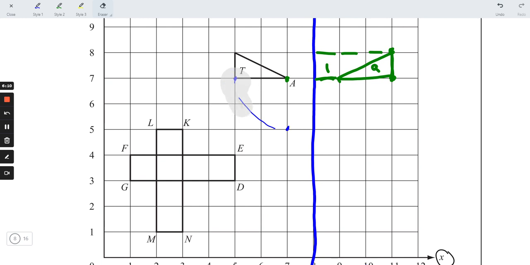Now, a tracing paper, as I said, is strongly recommended. This one here, according to A, we need to rotate it 90 degrees. With A as the center, it will be in this position here. It will be rotated here.